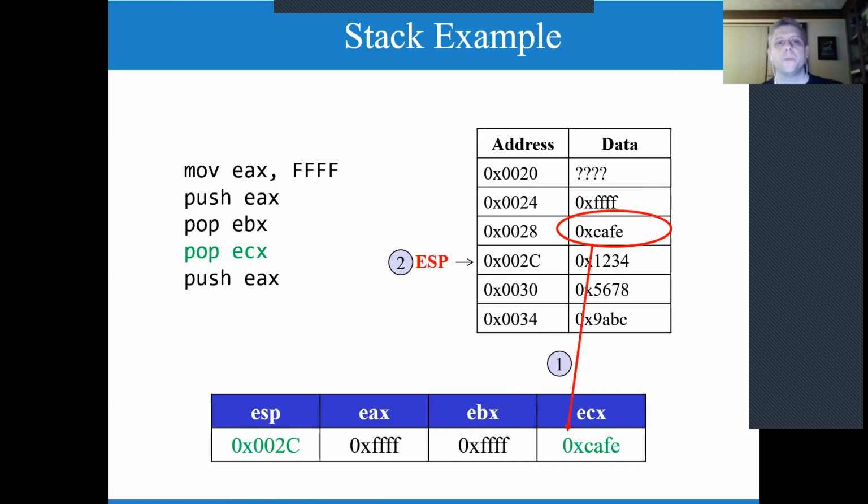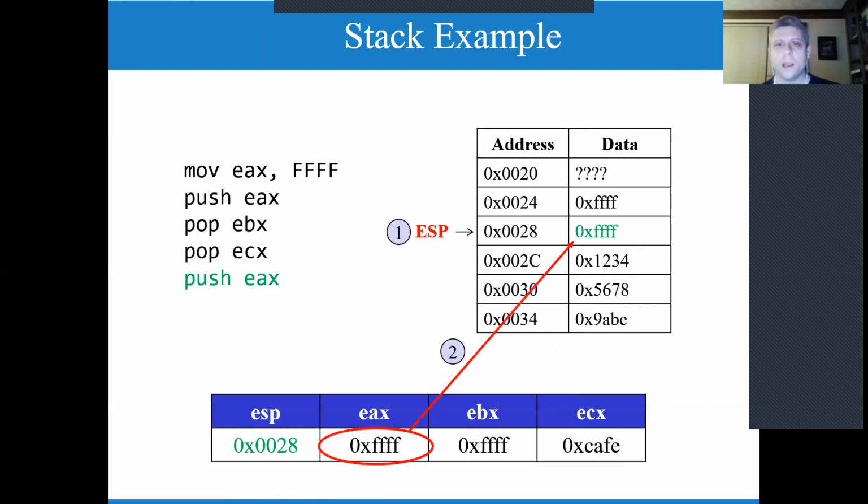Now, the last one, we have a push instruction. So remember, with the push instruction, we're growing the stack. So that means that the stack is going to grow first. It's going to go back up to hex 28, or point to the value hex 28, that address. And then the value of EAX, which is FFFF, is going to get copied into that location. And that's what happens there.